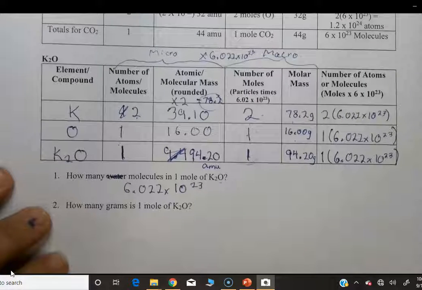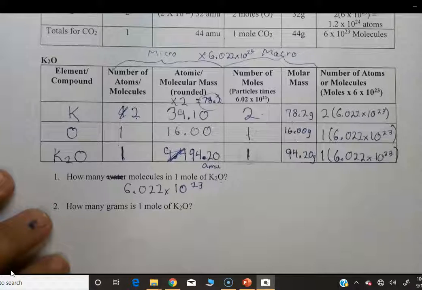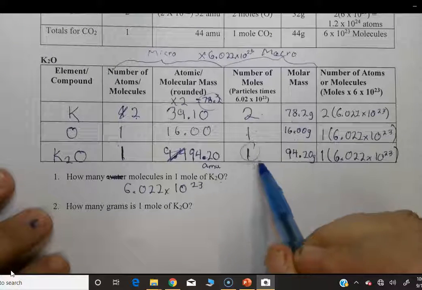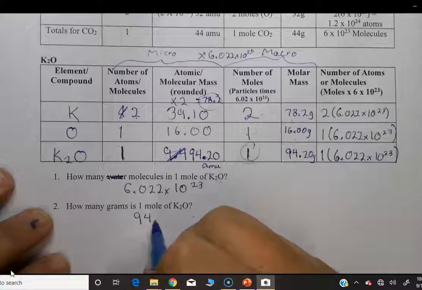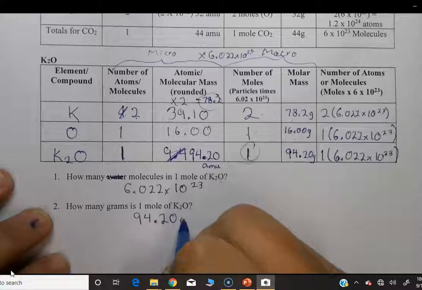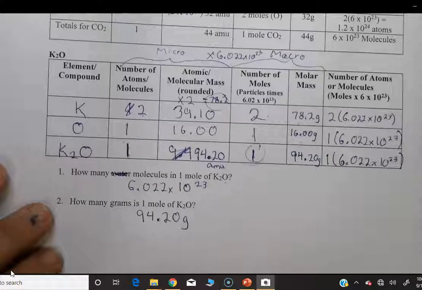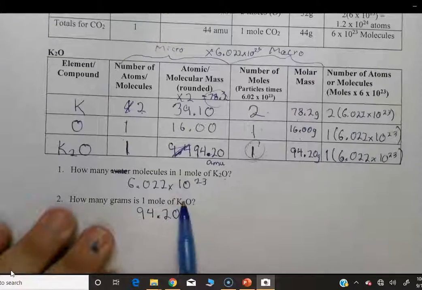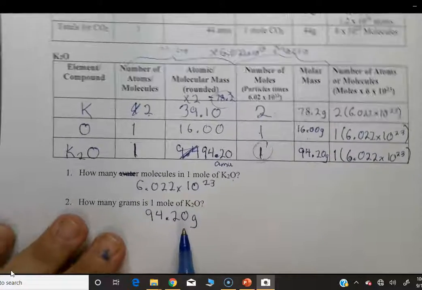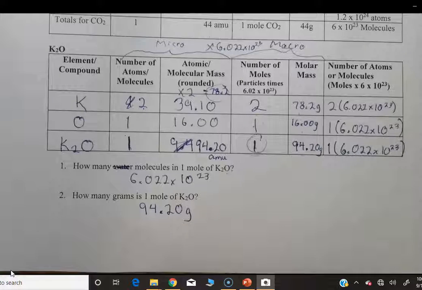Okay, next question. How many grams is 1 mole of K2O? So there's 1 mole, and this is how many grams it is. So the answer is 94.20 grams. Okay. I generally would like you to write these out as complete sentence answers, but I'll let that go for now, since you have the question right there. Okay, let's keep going on this.